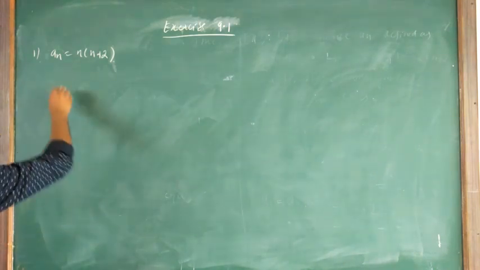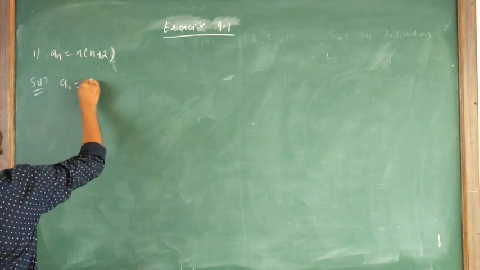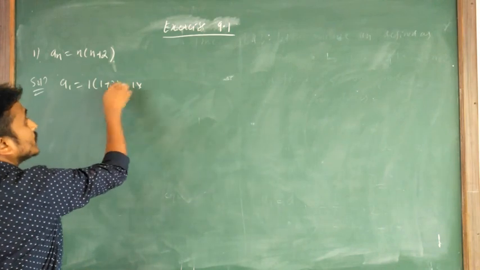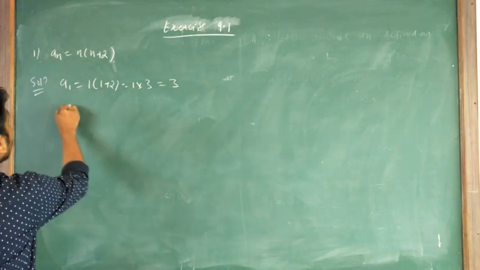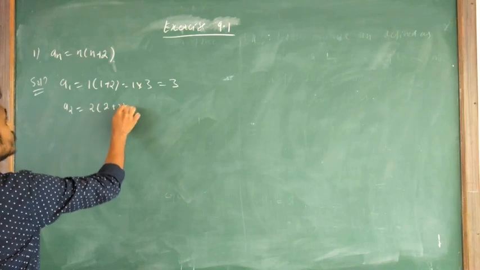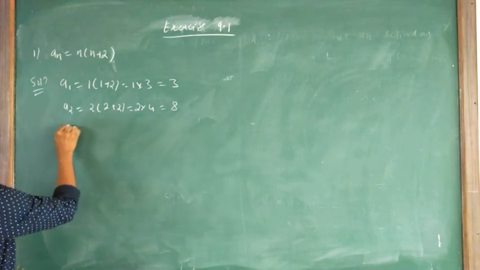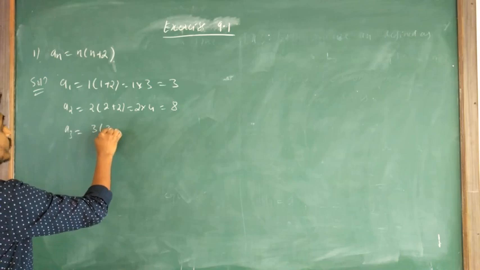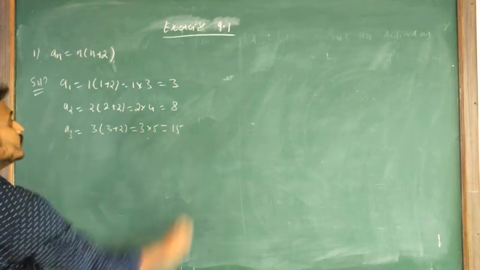Here a1 equals 1 into 1 plus 2, that is 1 into 3, which equals 3. A2 equals 2 into 2 plus 2, 2 into 4 is 8. A3, that is 3 into 3 plus 2, equals 3 into 5, which is 15.